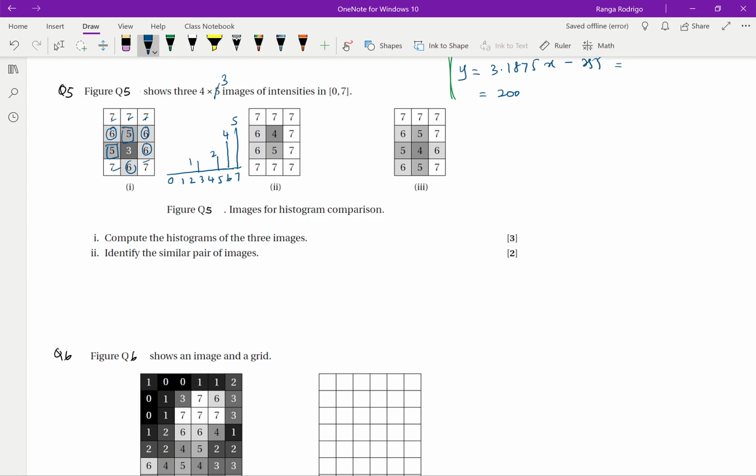Okay, for this one, intensities 0, 1, 2, 3, 4, 5, 6, 7. With 7 the count is 8, a little bit higher than the previous one. Then 6 is 2, then 5 is 1, and 4 is 1.